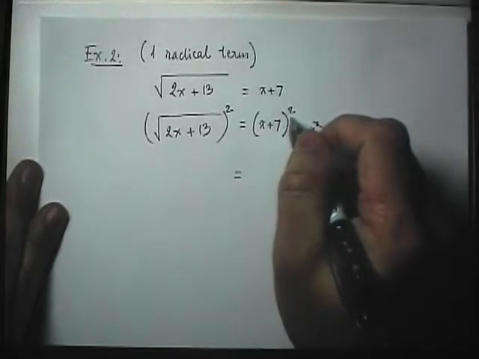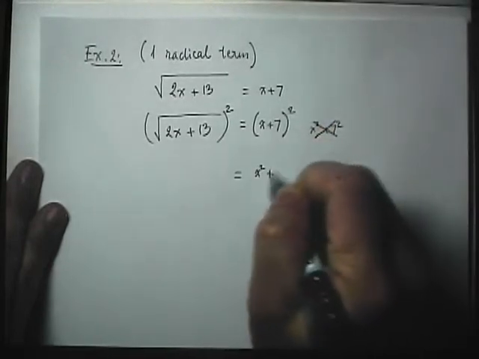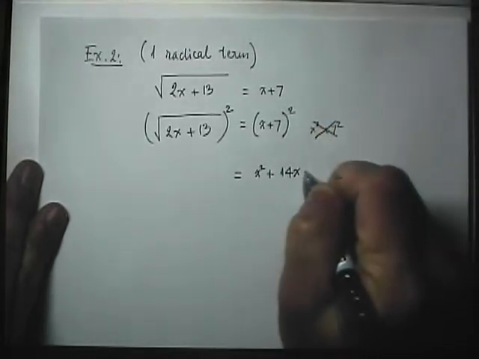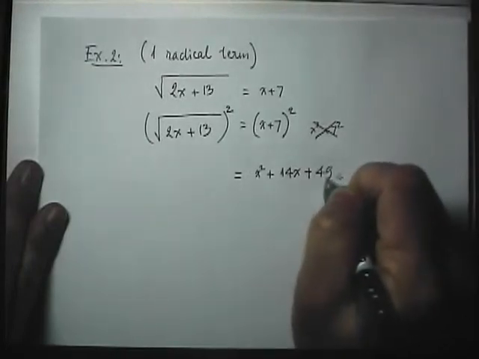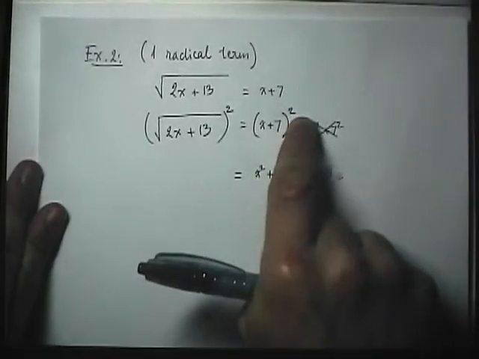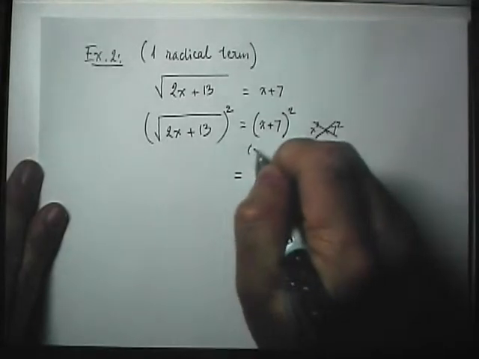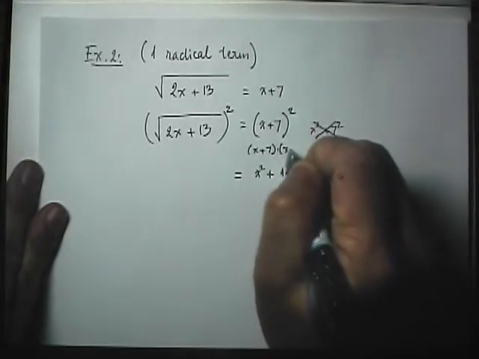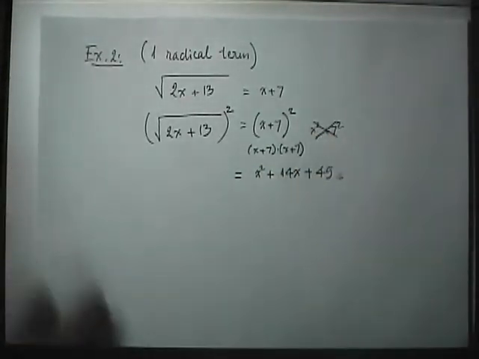So after you FOIL, it's going to become x squared plus 14x plus 49. That's how you FOIL the square on the right hand side of that equation. Think about x plus 7 times x plus 7. That's the meaning of x plus 7 all squared again.